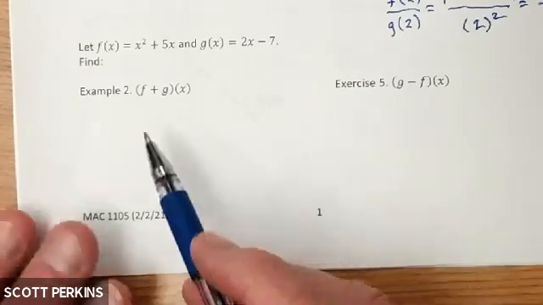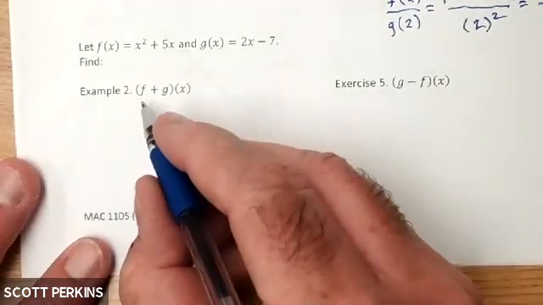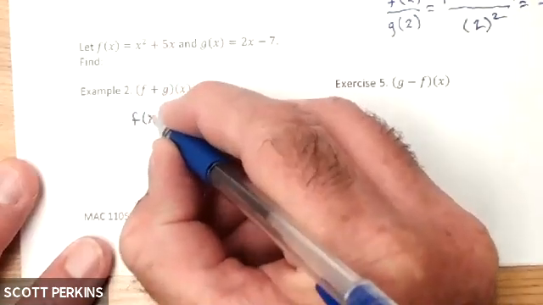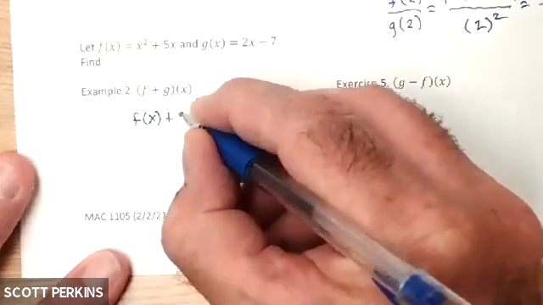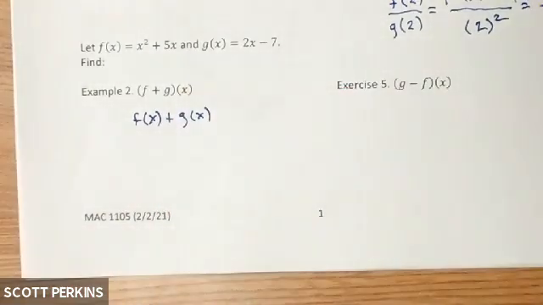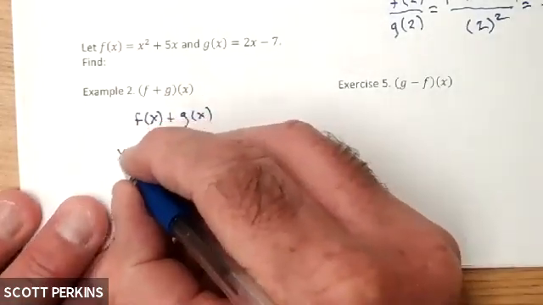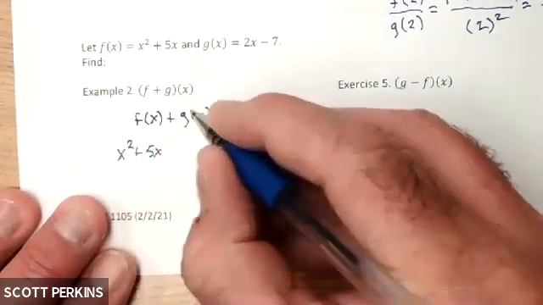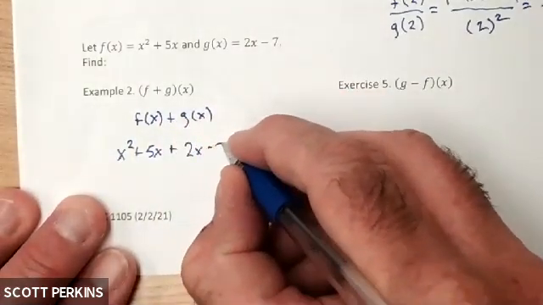I'm going to do the sum function here. So again, I'm going to take my function f of x. This time I'm not doing it for a particular value. I'm doing it for all values of x. And then I've got g of x. And now it's just a matter of substituting the functions like we were doing earlier when we put in our values. So in this case, f of x is x squared plus 5x, plus g of x is 2x minus 7.